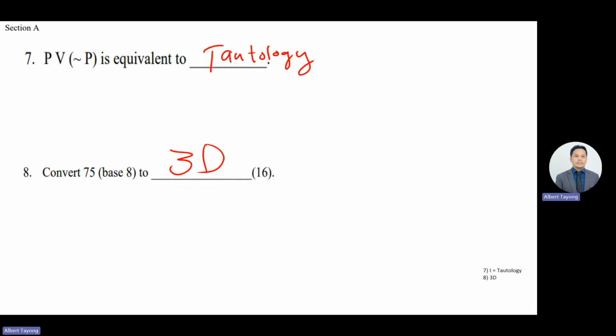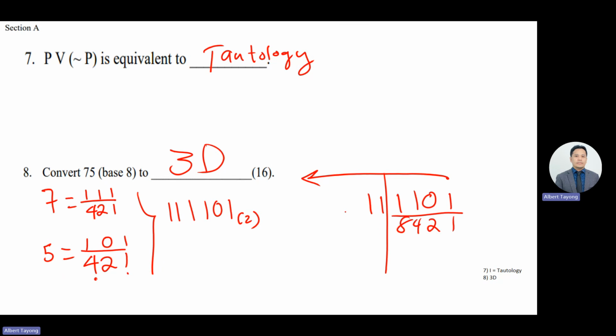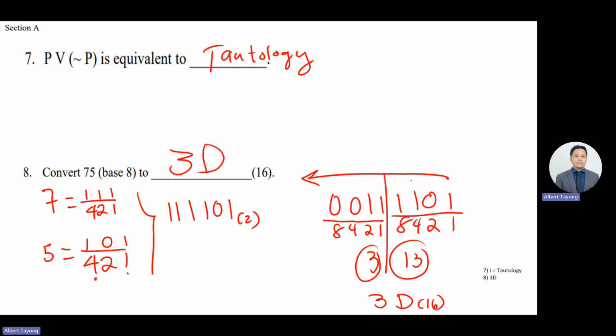Okay, so again here, we start with 7, 4, 2, 1, so 1, 1, 1. 5 is equal to 4 plus 1. So we have 1, 0, 1. So this is 11101 base 2. And then we change to base 16, 4 digits, 8, 4, 2, 1. We add 2 zeros here, 8, 4, 2, 1. So we have 3 and 13. 3, 13 is 3D base 16.